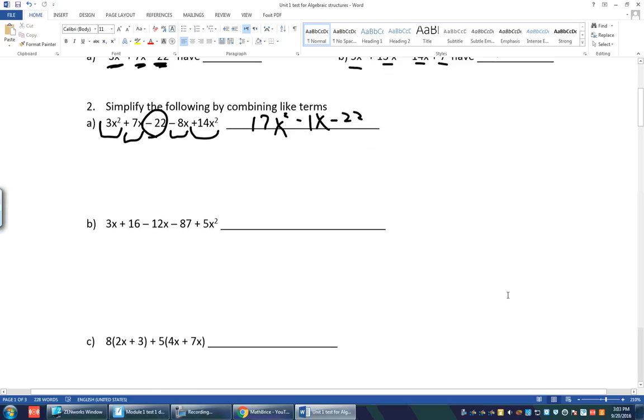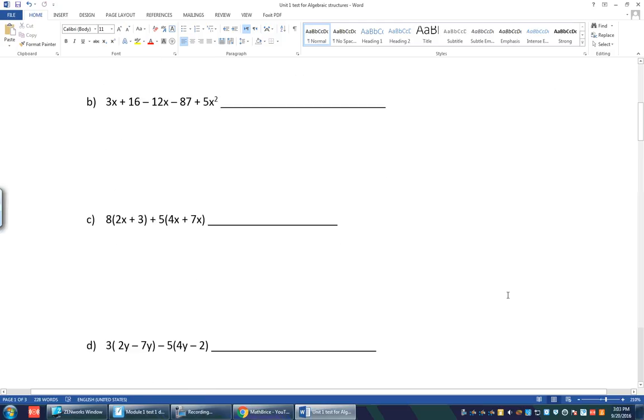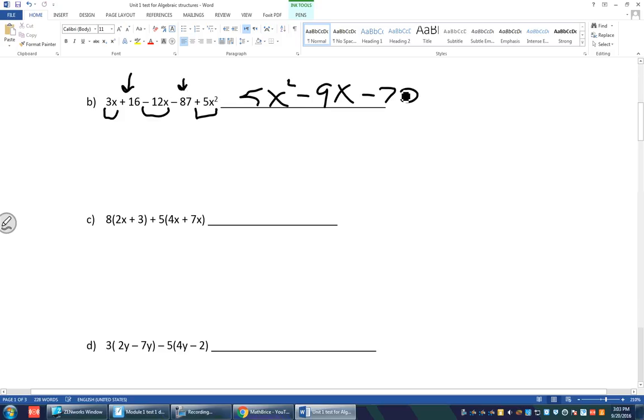That is beautiful. Now, also combine like terms here. So I'm going to look for the highest exponent first. That is 5x squared, and it is positive. And then I have 3x's minus 12x is 3 minus 12. Let me see. I have minus 9x. And then I have positive 16 minus 87. Last time I checked, that is not right. Last time I checked, it is 71.